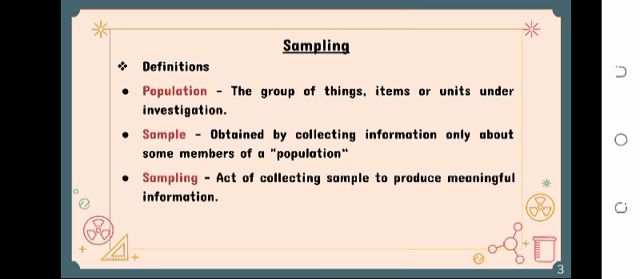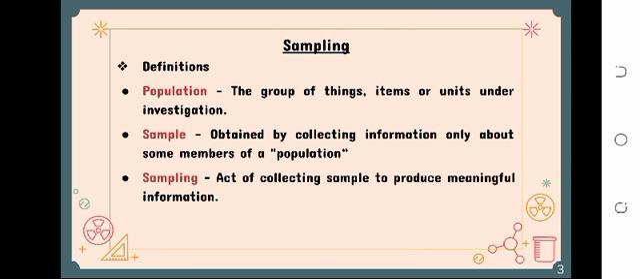So first of all, what is population? Population is basically groups of things, items or units under investigations. It is basically the entire group that you want to draw conclusions about, from which you want to investigate something. On the other hand, sample is obtained by collecting information only about some member of a population. Sample is specified groups of individuals that you want to collect data from.